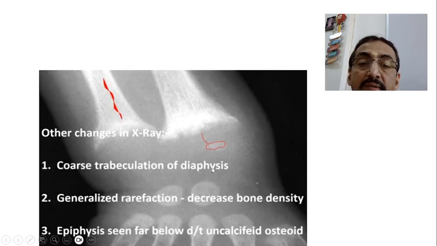Now the other changes seen in this X-ray are coarse trabeculation of the diaphysis, the diaphyseal area, then a generalized rarefaction leading to decreased bone density. If you see here, the bone density is less. And last, the epiphysis is seen far below the uncalcified osteoid. See, the epiphysis is here, and in between there is uncalcified osteoid.